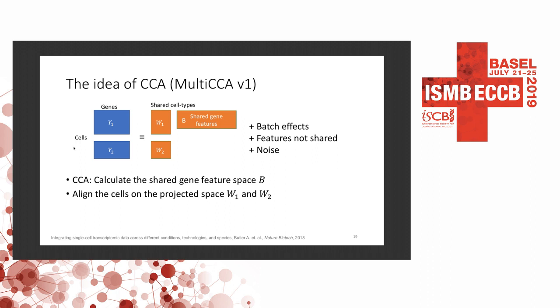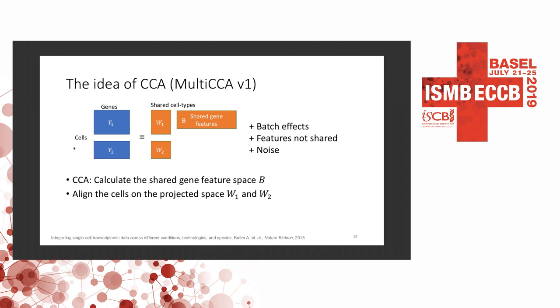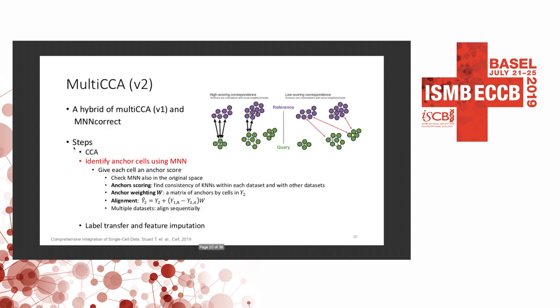W2. In the idea of CCA version 1, the second step is very complicated, and they don't have a good reasoning for that. So I'll omit the detail of that, but in the second version of multi-CCA, they make this alignment step more formal and borrow the idea from MMM correct. I think that makes a lot of sense. So the second version of multi-CCA is, I would say, a hybrid of multi-CCA version 1 and MMM correct.